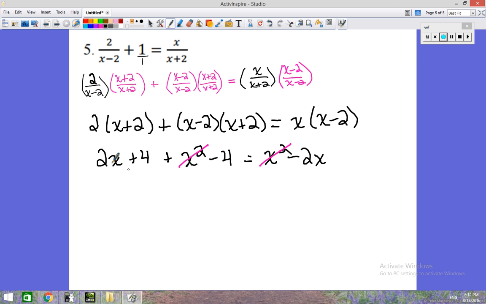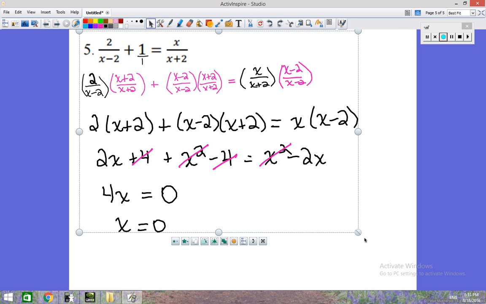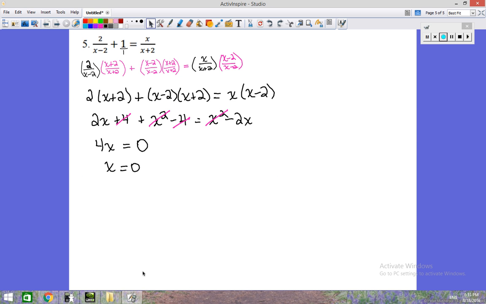Let's add 2x to both sides, and over here it becomes 4x. And this positive 4 and negative 4 on the same side of the equation, they cancel. So I moved that over, and this is just 0. Alright, and x equals 0. That doesn't cause division by 0, but we're going to have to check that because we don't know if that satisfies the original equation.